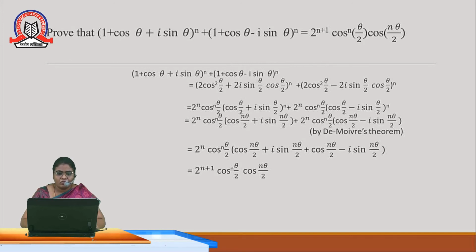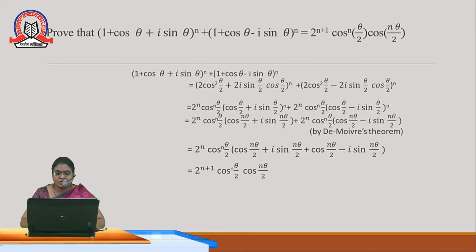Given that (1 plus cos theta plus i sin theta) whole power n plus (1 plus cos theta minus i sin theta) whole power n equal to 2 power n plus 1 cos power n theta by 2 cos n theta by 2. We want to prove that left hand side equals right hand side. I am starting with the left hand side. I am taking 1 plus cos theta.